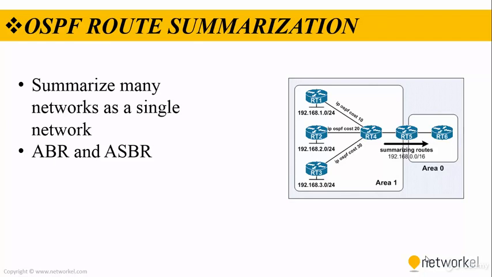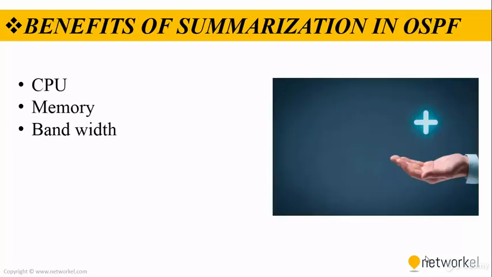With route summarization, ABRs or ASBRs combine multiple route information into a single route. Route summarization directly affects bandwidth, CPU power, and memory resources consumed by OSPF routing. With route summarization, only summarized routes are propagated into the backbone area, which is area 0, and the stability of the network is enhanced.